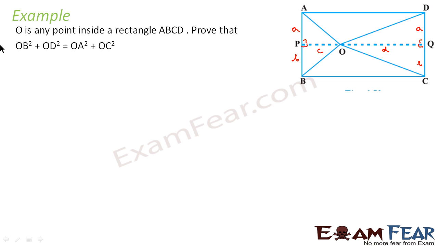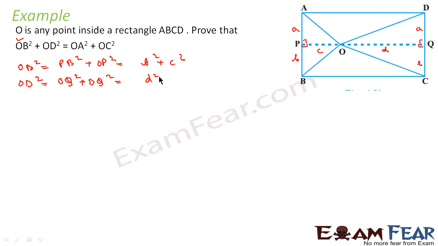The first thing is OB square. Let's find OB square. OB square is nothing but, in this triangle OBP, PB square plus OP square, that is B square plus C square. That is OB square. This is done. Next is OD square. OD square is OQ square plus DQ square, that is OQ square is D square plus DQ square is A square. Done.